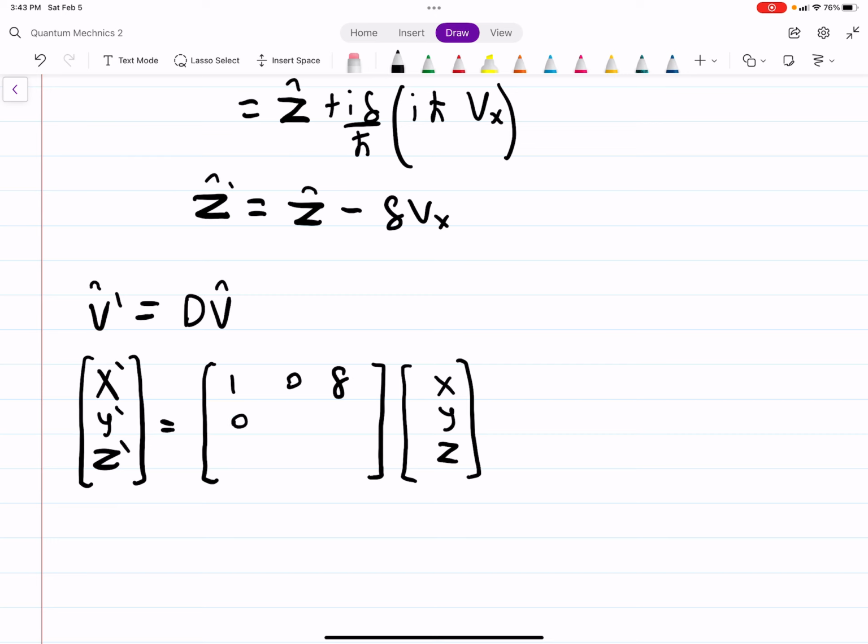For y, that's really easy because it doesn't change. So the x and z are 0, the y is 1. And same thing here, the x component will be minus delta, 0, 1. So if you were to multiply this out, you would get the relations that we just found. So this is your v prime. This is what they wanted, which is your matrix D. And this is your original v. So hopefully that makes sense.